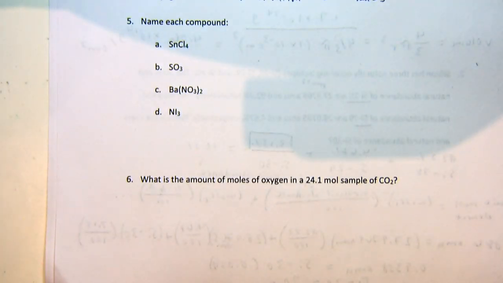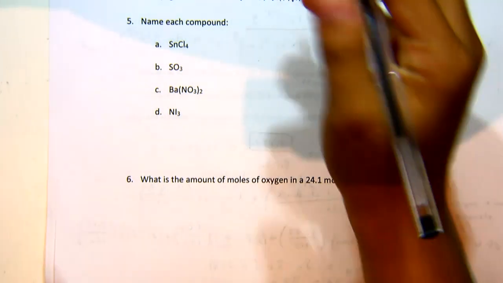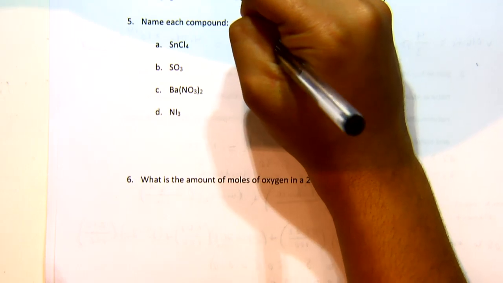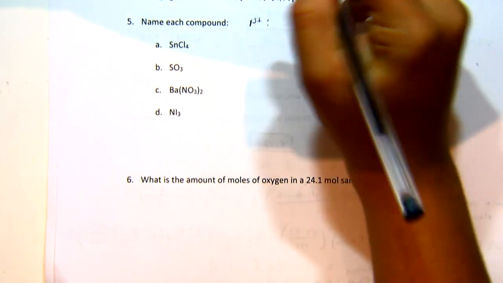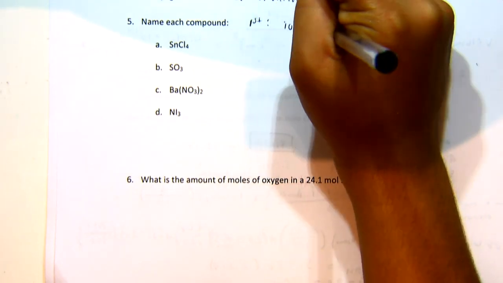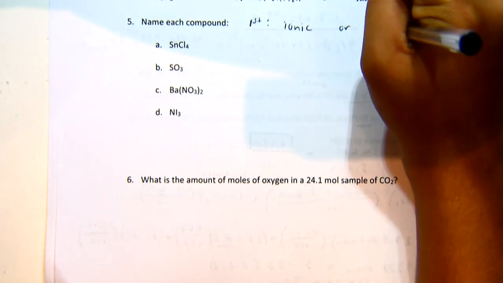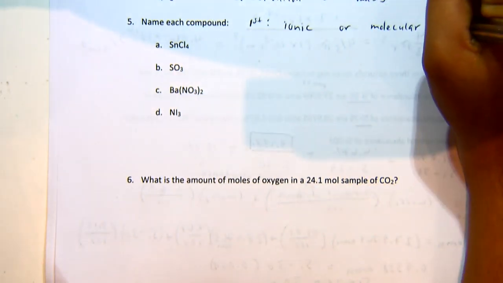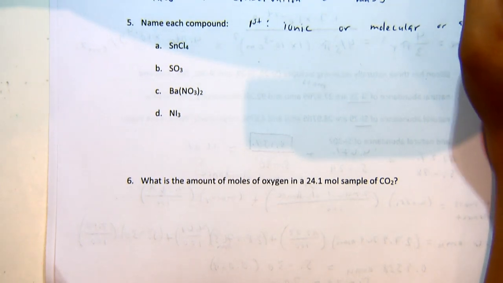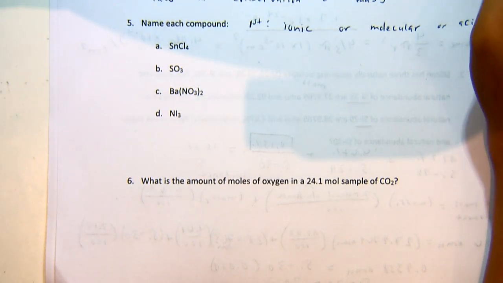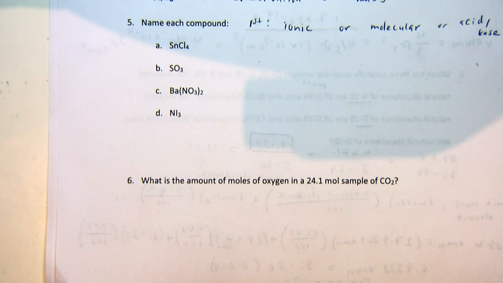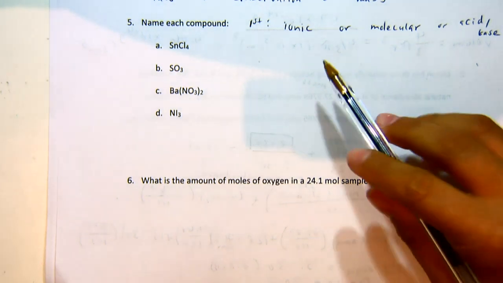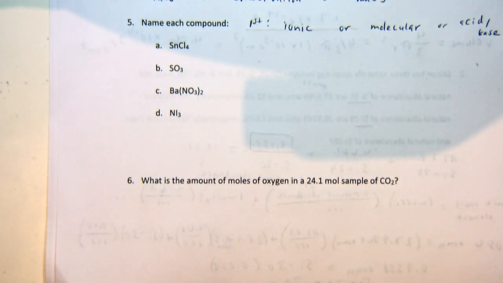Now we're going to go to compound naming. So when you're naming a compound, the first step, as soon as you see one, would be to determine whether it's ionic or molecular, and even if it's an acid or base. Because specifically between ionic and molecular, that's a bigger focus, that's going to determine completely the rules that you're going to follow to name it.